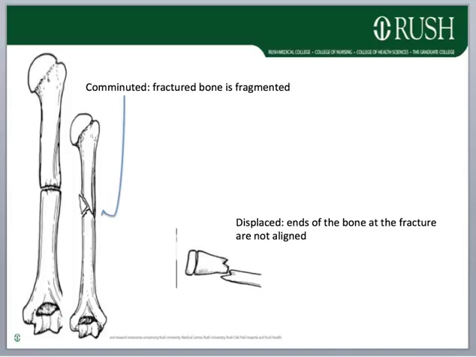Now when the bone is fractured across, again that's a complete fracture, but when the bone is fragmented, we call this a comminuted fracture, and obviously you probably need to do some surgical repair, as you might imagine. There's another type of fracture called displaced, where the ends of the bone are not aligned, and usually this requires some kind of surgical intervention too, rather than just setting or immobilizing the bone.